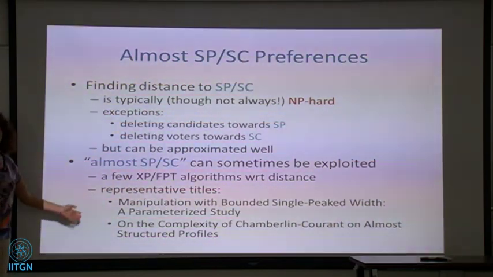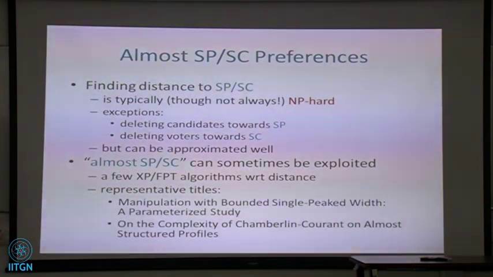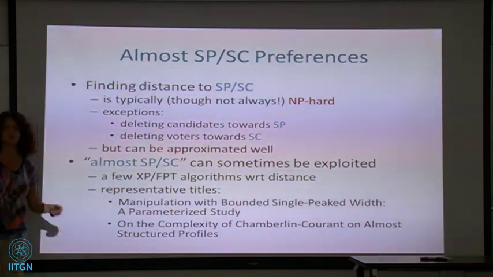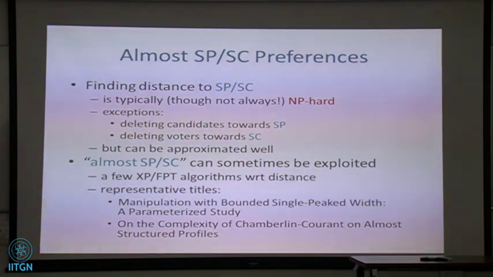Also for manipulation and control, there are results of this type. Generally, almost single-peaked, single-crossing preferences are useful. And this is very good news because, like I said, practical preferences are not single-peaked, not single-crossing. If you only had algorithms for single-peaked, single-crossing preferences, this wouldn't be very useful. So it's good that algorithmic results extend to almost single-peaked, almost single-crossing.